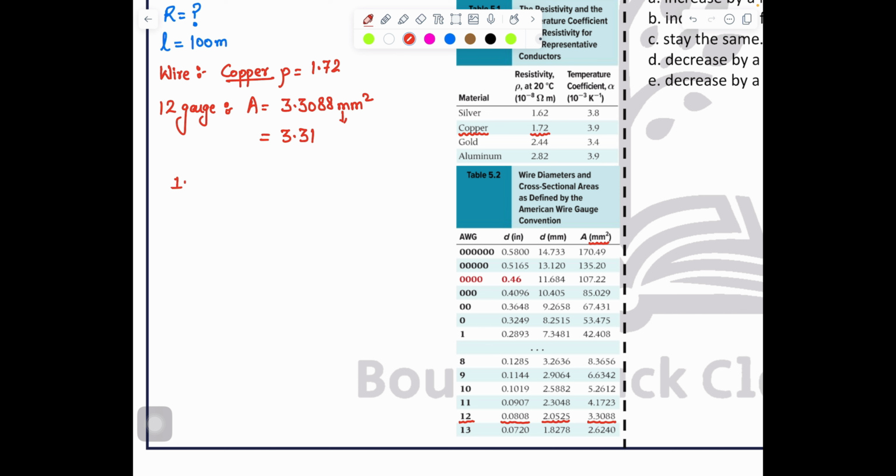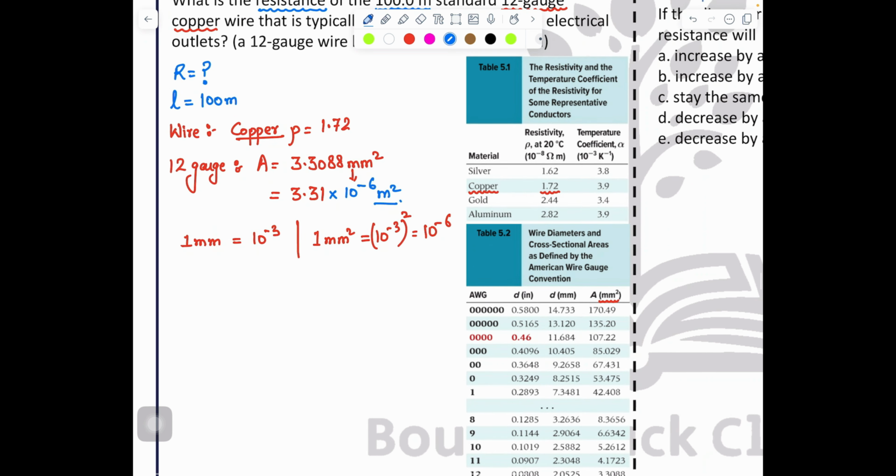Okay, first I will solve for you. 1 millimeter means 10 power negative 3. 1 millimeter squared means 10 raised to power negative 3, squared, which is equal to 10 raised to power negative 6. So place the value here: multiply 10 power negative 6 meter squared. Clear, guys? Now we are looking for R, L. What is the formula we have? R is equal to rho L divided by A. Yes or no?